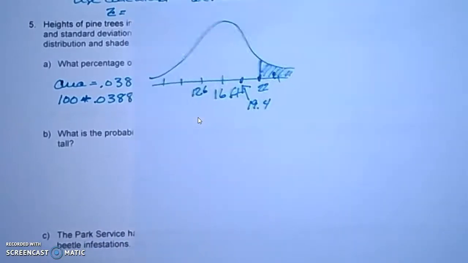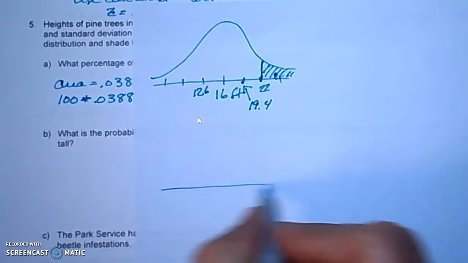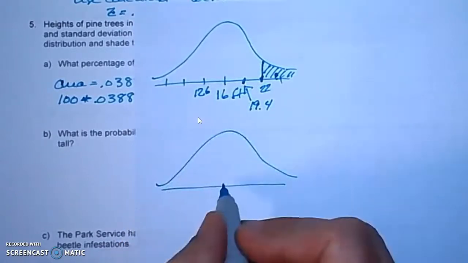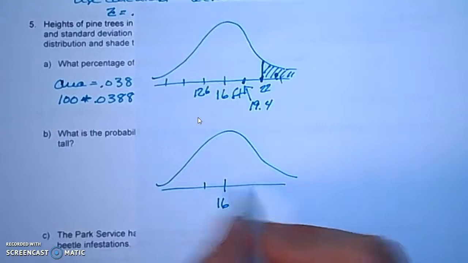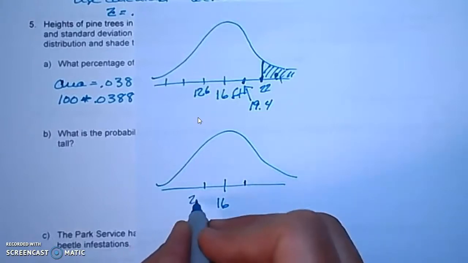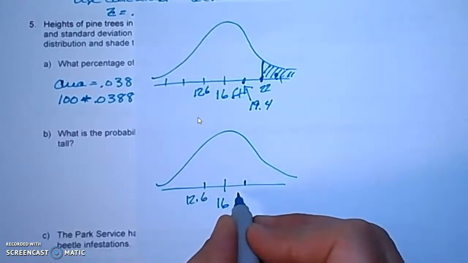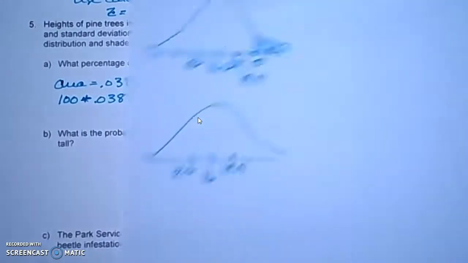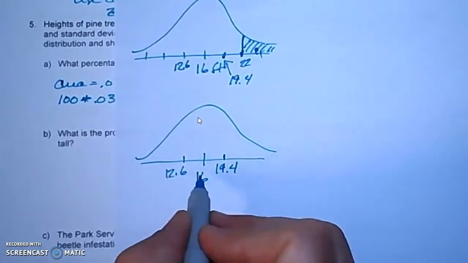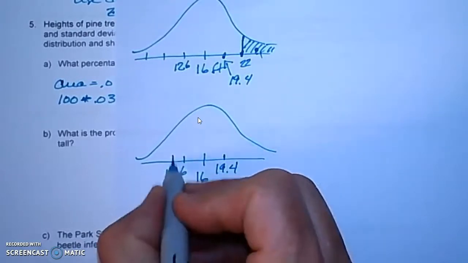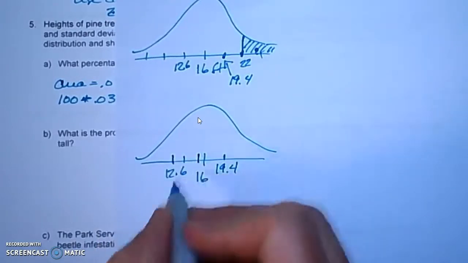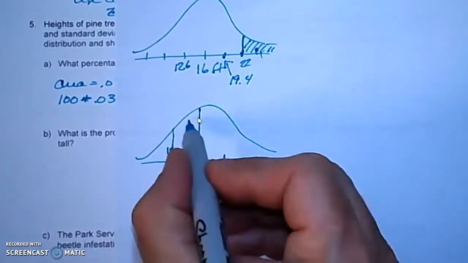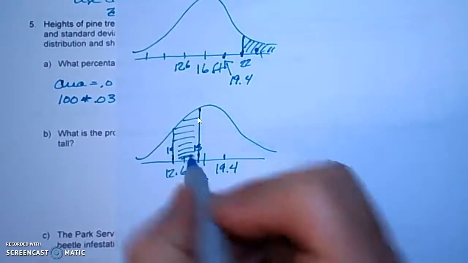So for this one, we have the same picture of our normal distribution. We have the 16 in the middle, and we've figured out a couple of these values. And we want to know the probability that the tree is between 10 and 15 feet tall. So that's going to be somewhere between, say, here and here. What our shading should look like is between those two values.